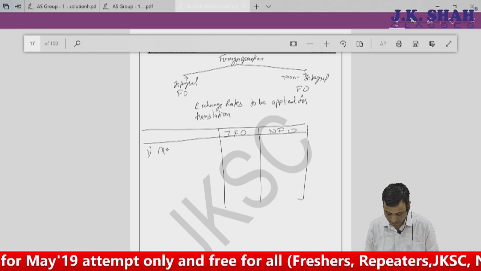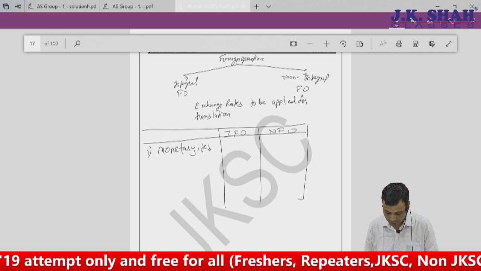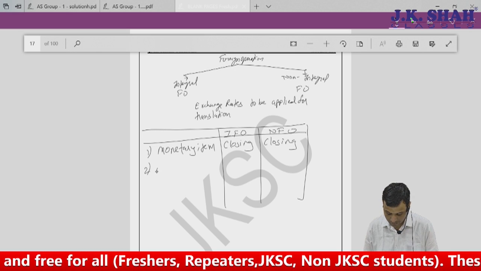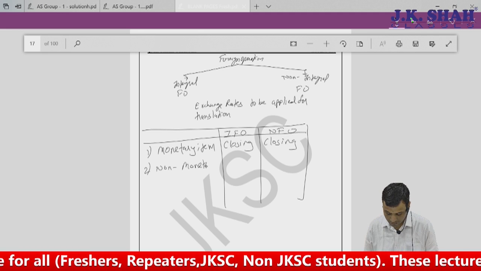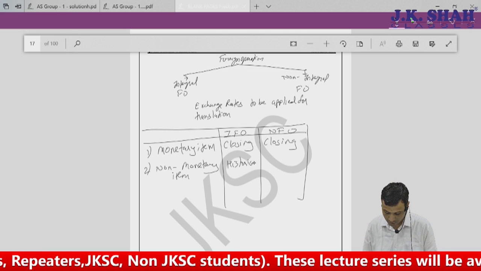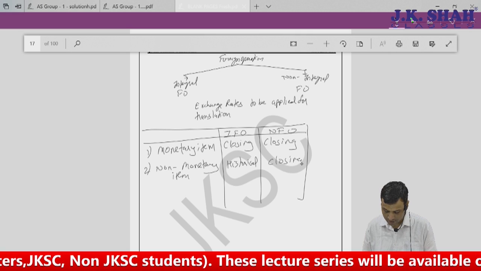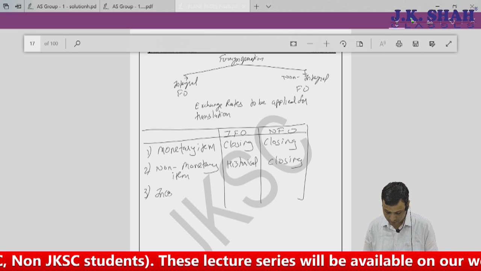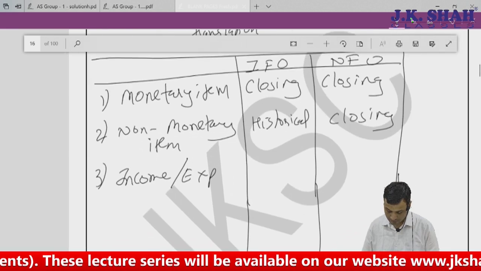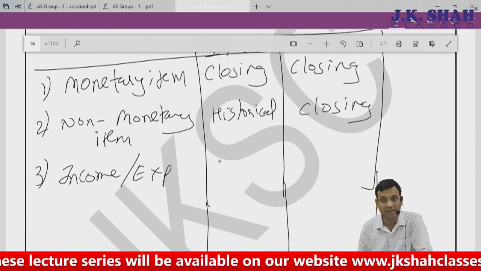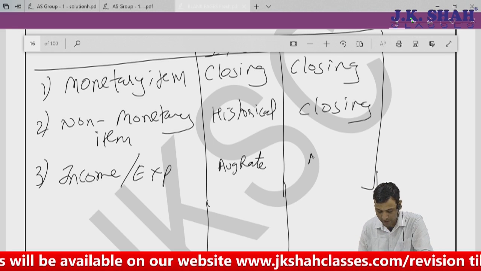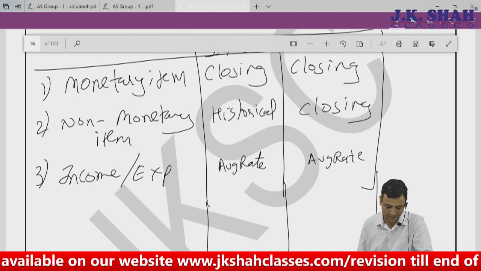Like, if it is a monetary item, closing rate. Non-monetary item, historical rate. For NFO it is closing rate. Some incomes or expenses and all those things. For incomes and expenses, basically the standard says actual rate, but we go with average rate, because you have to find out the actual rate at every point of time, which is not that practical to do.